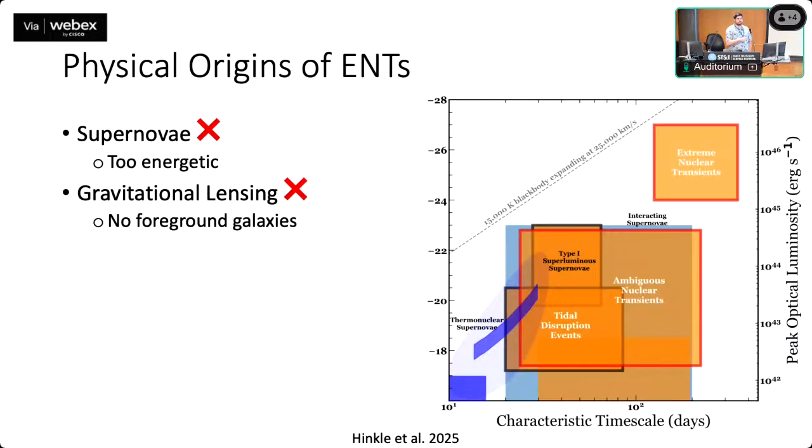I think that's also ruled out, because in the few events that we have so far, we simply don't see any sort of foreground galaxy or cluster that would give you the few times to 10 times magnification that you need for the most luminous of these.